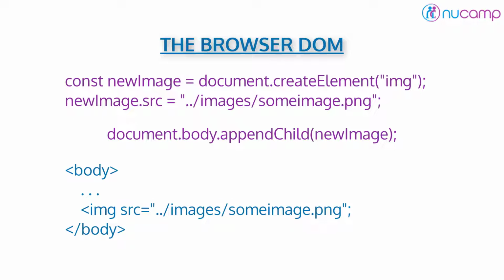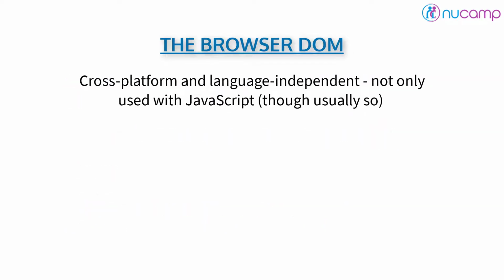To repeat, there is an interface between a programming language like JavaScript and the actual code that gets rendered in the browser with HTML and CSS, and the DOM is that interface. It is cross-platform and language independent, so it can be used in all operating systems. And you can interact with it using other languages, not just JavaScript, though the vast majority of the time it will be JavaScript.